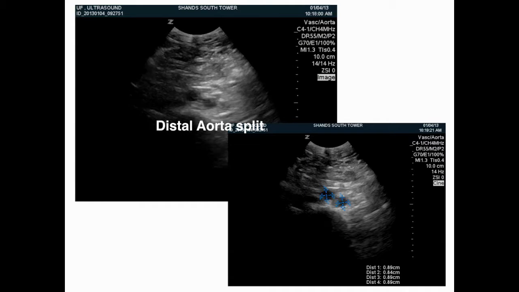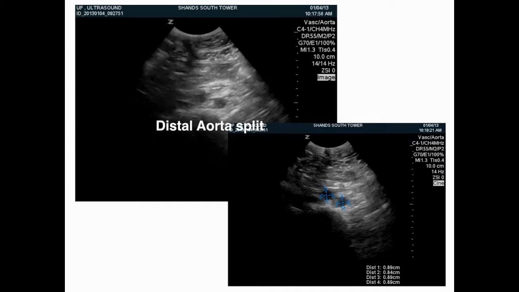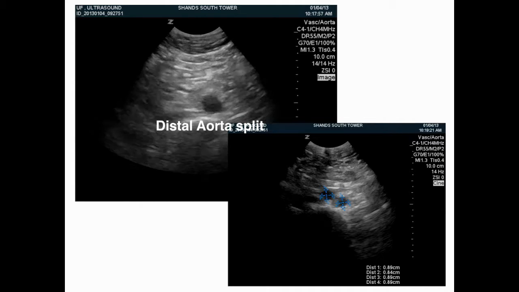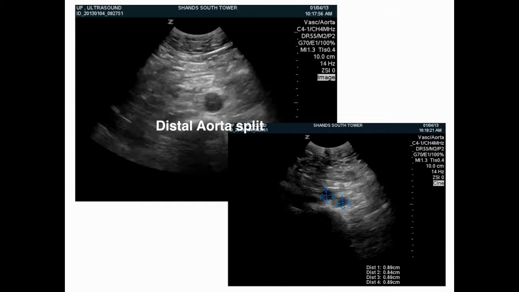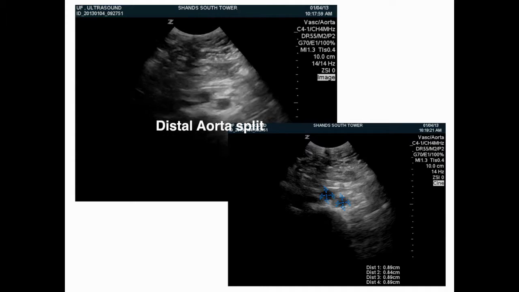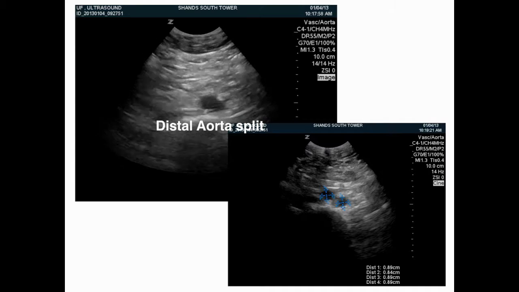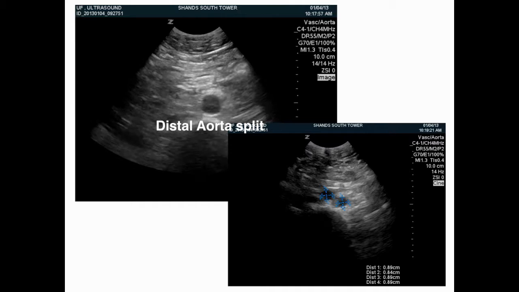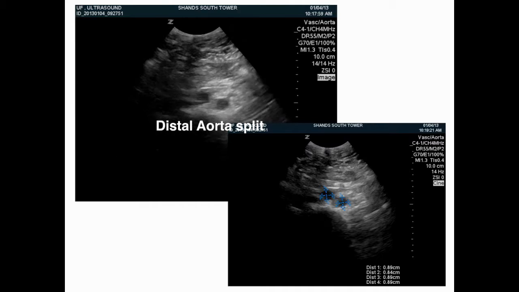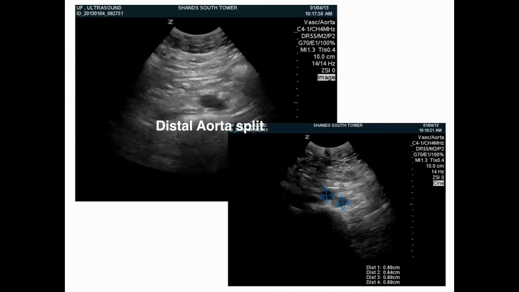As you go further down, you actually can see the distal aorta split into the two iliacs, as you see on the top left. As you split, you can also measure these, and you can see in the measurements below, these are all below or less than 1.5 centimeters.